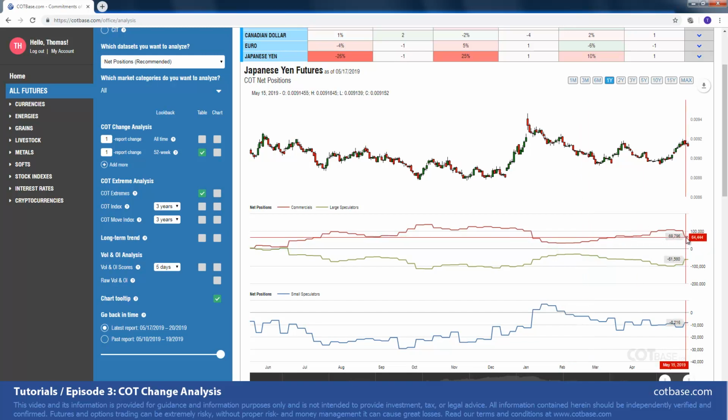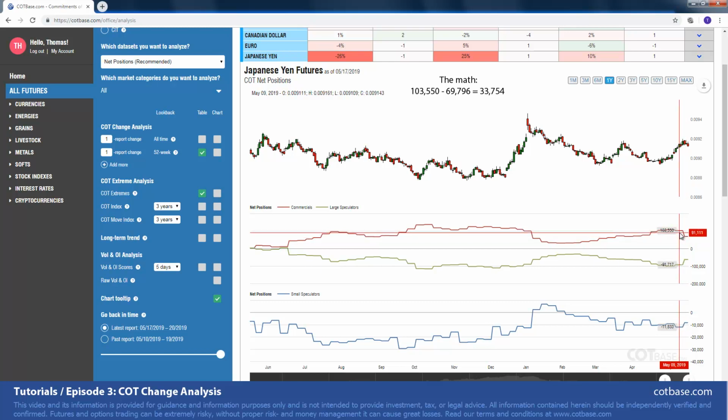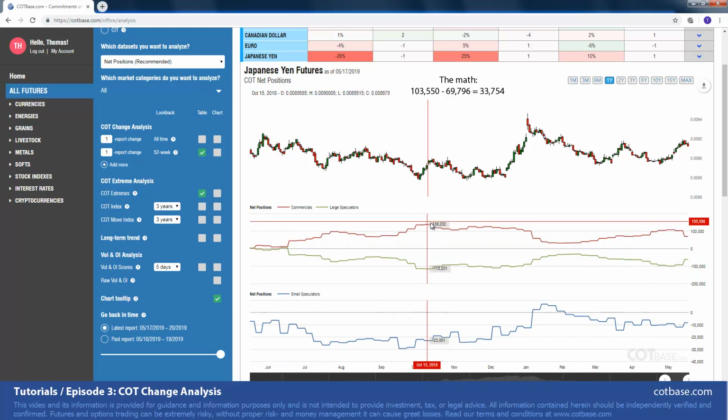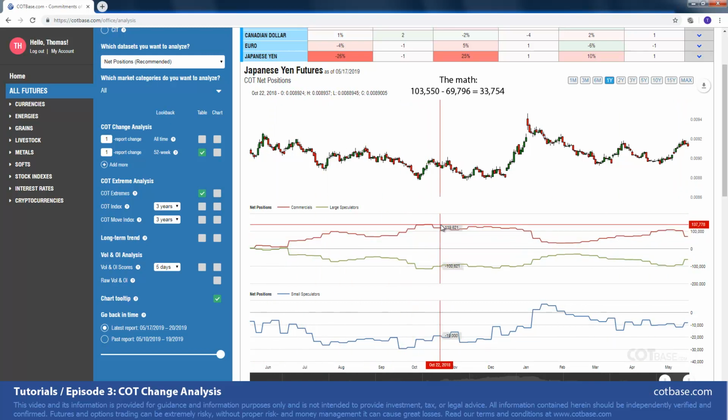So we have the latest report here, which is 69,796 contracts net long for commercials, but just a week before they were at 103,550 contracts net long. So the change was exactly 33,754 contracts. Now, that in itself does not really mean anything. So that's why we figured out this change signal, which is simply comparing that number to the total range of the commercials positions in the past 52 weeks.